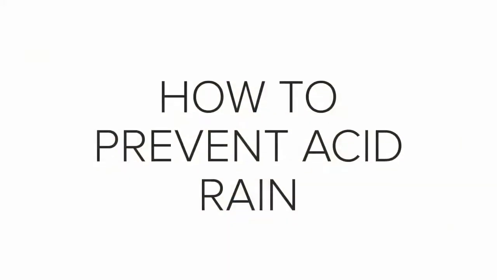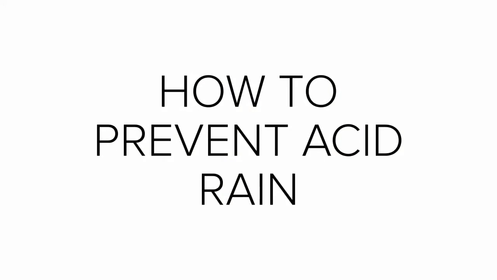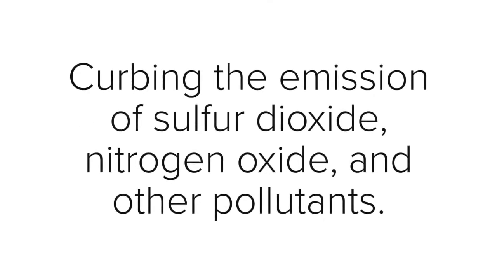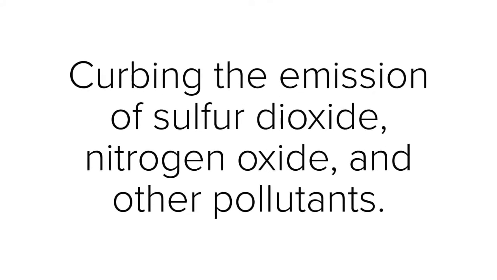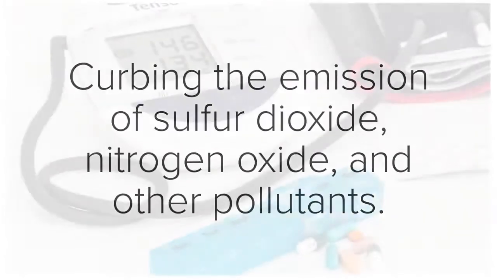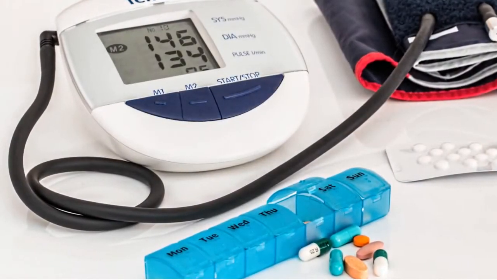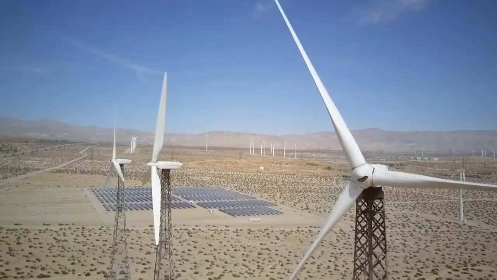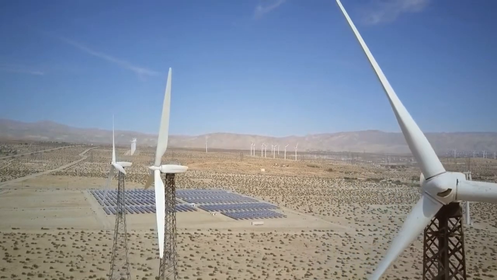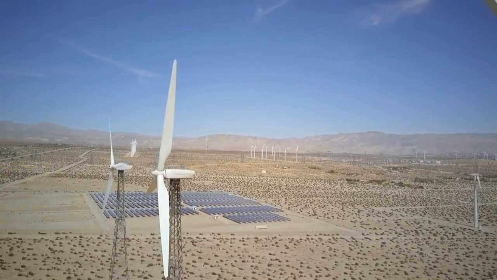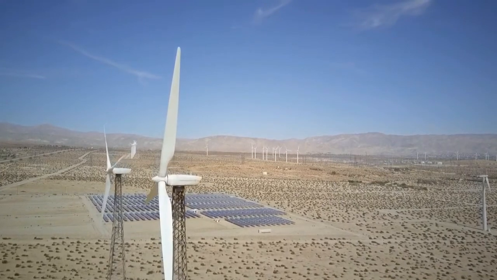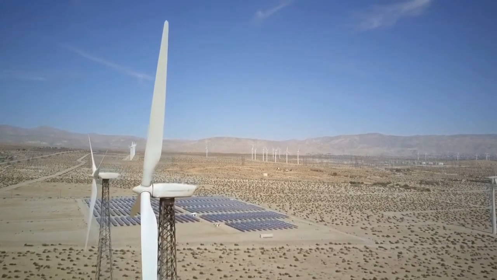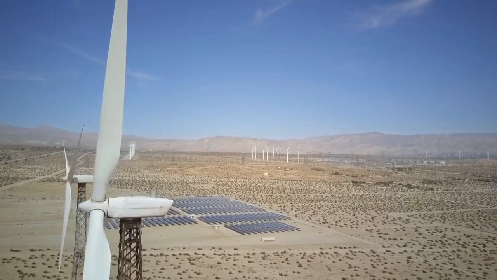How to prevent acid rain? We can only prevent acid rain by curbing the emission of sulfur dioxide, nitrogen oxide, and other pollutants. This will not only help in conserving the environment, but will also protect us from health complications. Design cleaner power plants. The best way to go about this is by using wind or solar energy. Wind turbines can generate electricity without emitting harmful gases into the atmosphere. This will greatly lower the amount of nitrogen oxides and sulfur dioxide in the atmosphere.